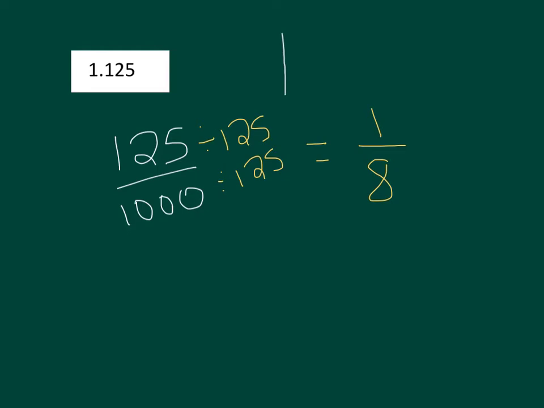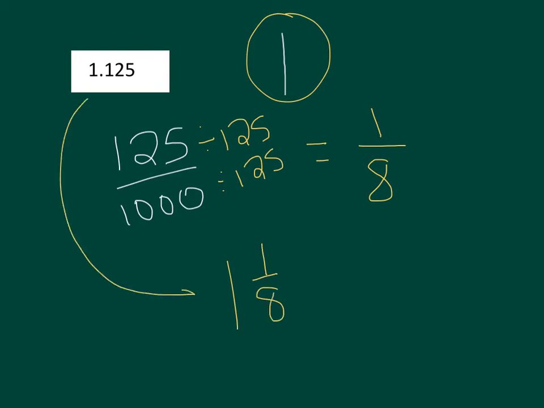Now I need to put it all together. I have this 1 and then 1/8. So 1.125 is the same as saying 1 and 1/8 in fractional form. This is letter E on page 91. Your code for this chapter has to deal with transportation. So the code for today is car.